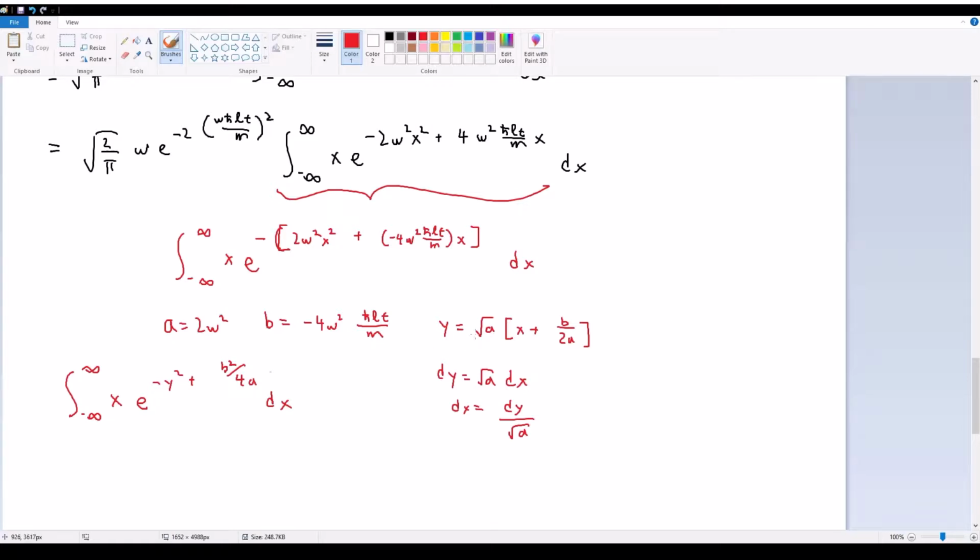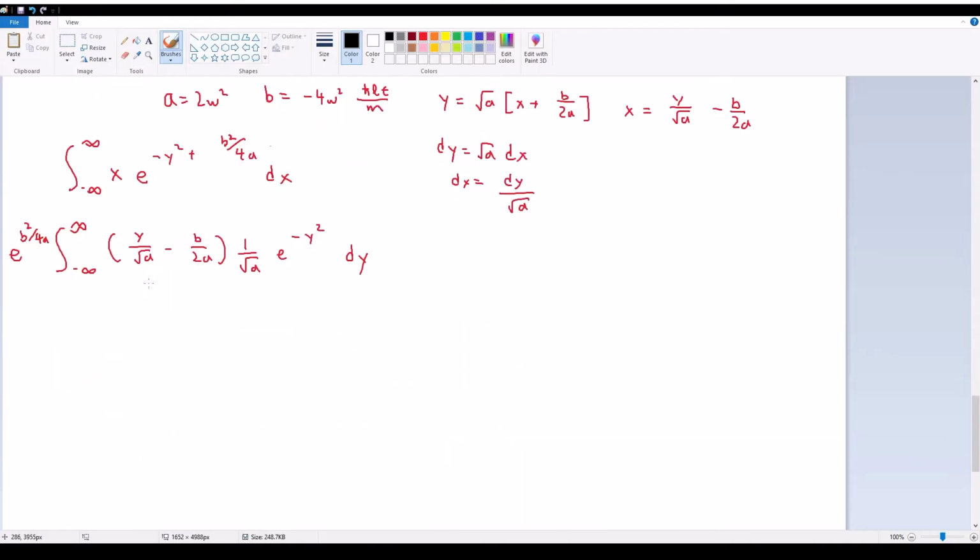Also, from this, what this tells us is that we can switch to y as well. So x is equal to y over square root of a minus b over 2a. So this is going to equal negative infinity to positive infinity of y over square root of a minus b over 2a times 1 over square root of a times e to the negative y squared. And then I'm going to move the e to the b squared over 4a out, and then we have dy. Not fun. This is not fun. This looks disgusting.